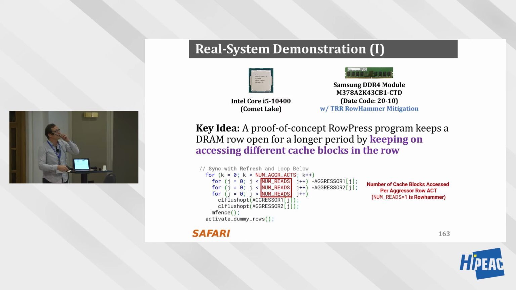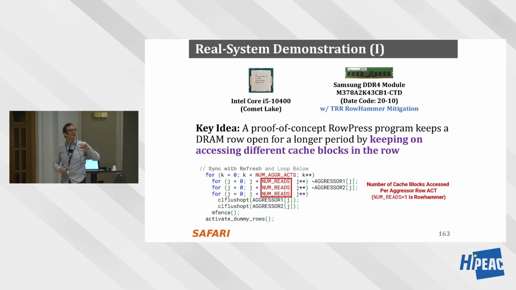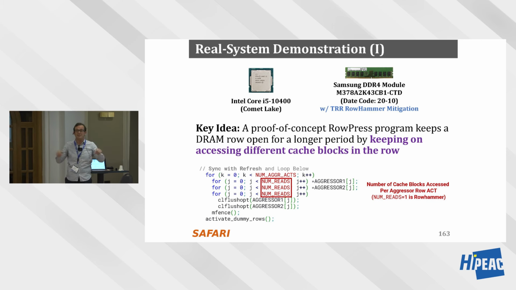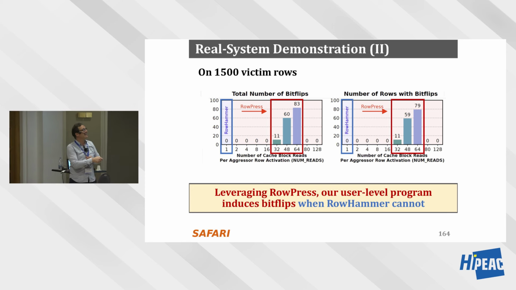But we were able to show that on a real system. In a real system, basically, you can write a program, user-level program again. And in this user-level program, we keep the row open longer by accessing different cache blocks in the same row. And if the memory controller keeps the row open, and most memory controllers, especially Intel, keep the row open so that you can exploit row buffer locality, if you're accessing different cache blocks, you can keep it open for long. And this is what we observe in real systems. You get bit flips after keeping the row open for 32 cache blocks, 48, 64. These are old results. The arXiv version actually has much better results, more bit flips. But the fact is that you can get bit flips even though the systems are protected against Rowhammer. Rowhammer should not be able to cause bit flips over here.